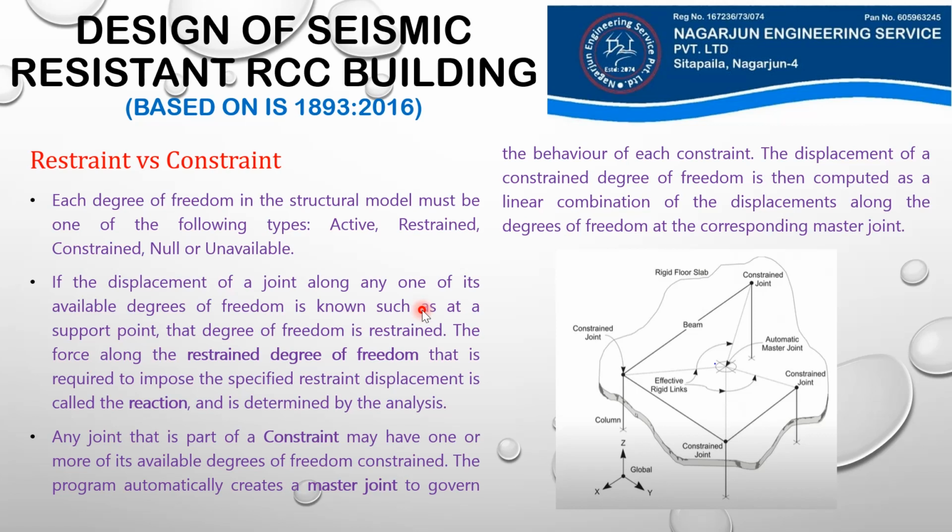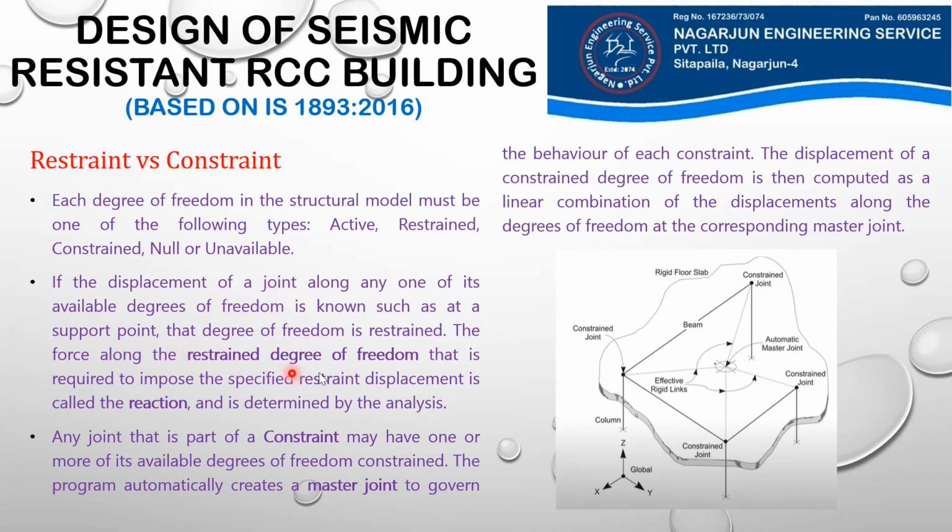For example, if we have a fixed support, we know that the fixed support is fixed in translation in all three directions and also in rotation about all three directions. So we know the displacement of that joint and that displacement will be equal to 0. Such degrees of freedom are known to be restrained.